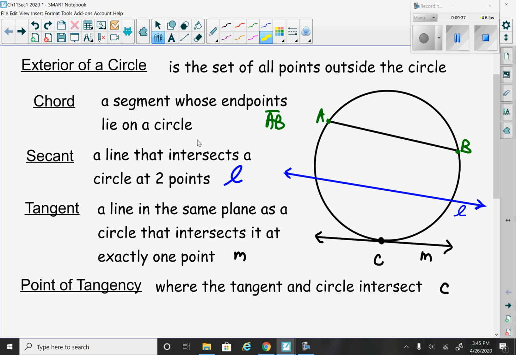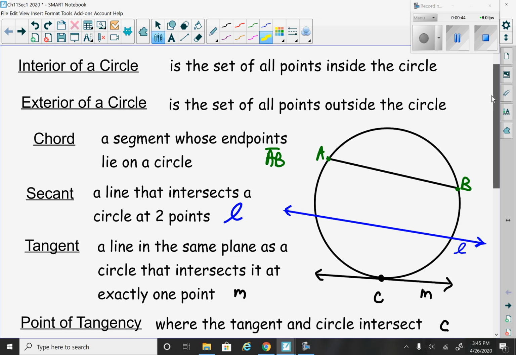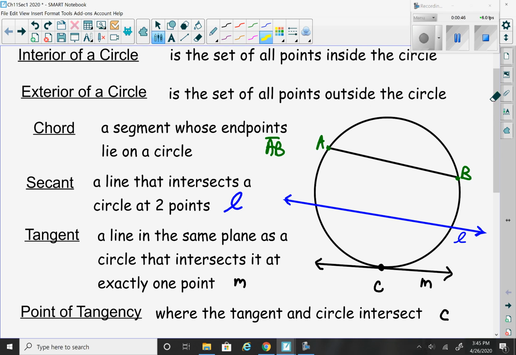The ones that you should write down for me are chord, secant, tangent, and point of tangency. I'd like you to take a minute, pause the video, and write down these four vocab words, their definitions, and the picture. Again, pause the video and copy down the four vocab words.